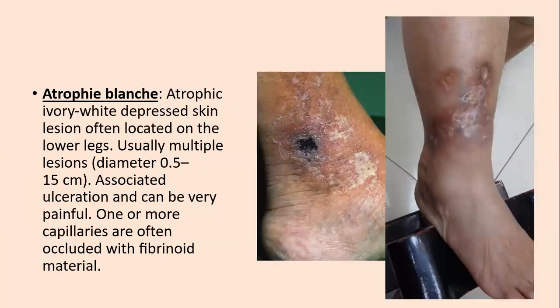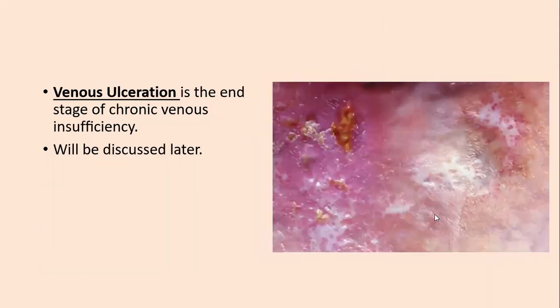Then another common complication of venous insufficiency is atrophie blanche. These are atrophic ivory-white depressed skin lesions located on the lower leg. They are usually multiple lesions, and the diameter is around 0.5 to 15 centimeters, associated with ulcers, and the ulcers are known as stellate ulcers, like you make a stellate wound with a knife. And these can be very painful. One or more capillaries are often occluded with fibrinoid material.